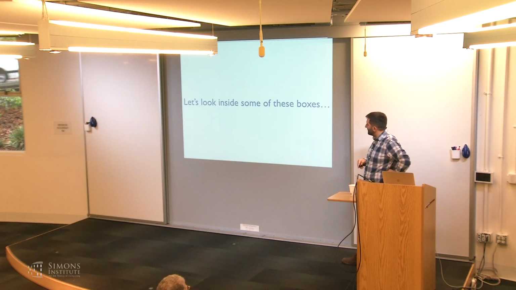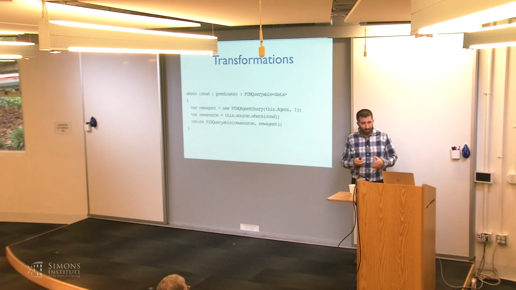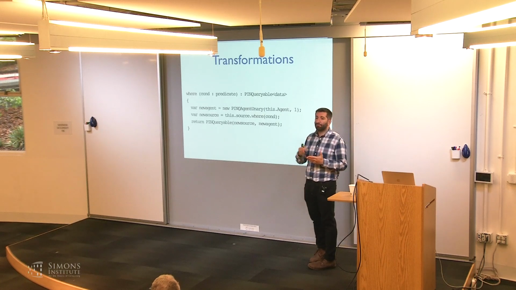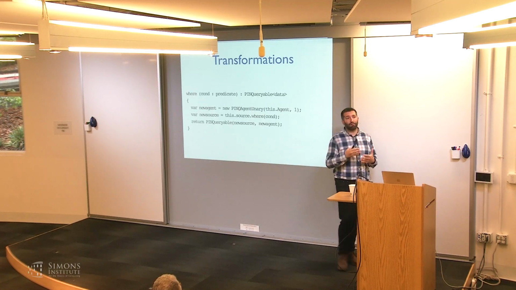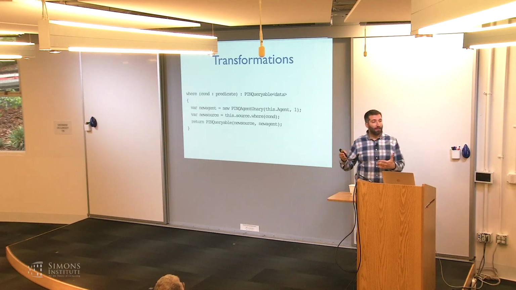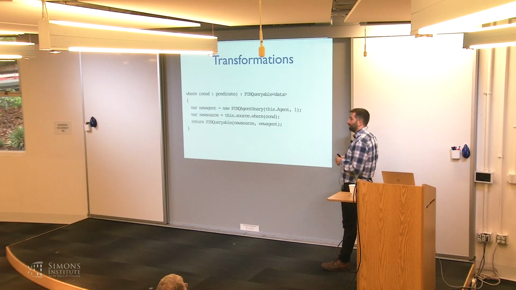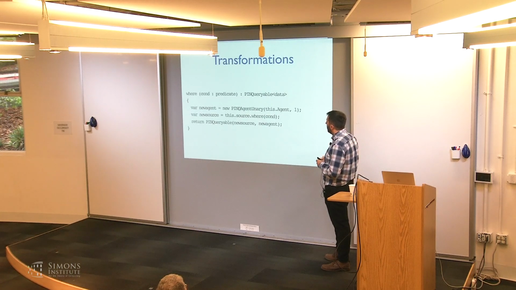Okay, so let's look inside some of these boxes. I showed you transformations, for instance, the where transformation, where we filter out, in our example, people that are not less than the number we are trying to compute the CDF for. Now, in here, we have different components.